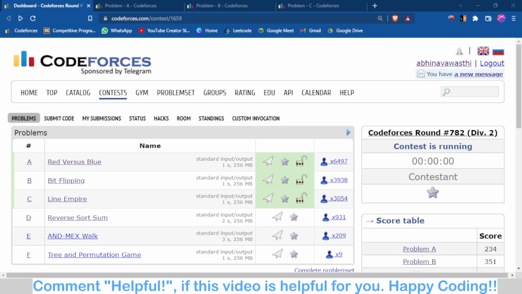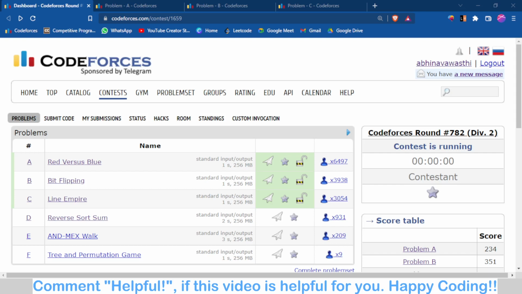And I can say that problem B was even more difficult than problem C, and I should not have spent more time on B. If I had done C first, then maybe my rank would have been better, because C was an easy one as compared to B, according to me. You can also comment your opinion in the comment section.